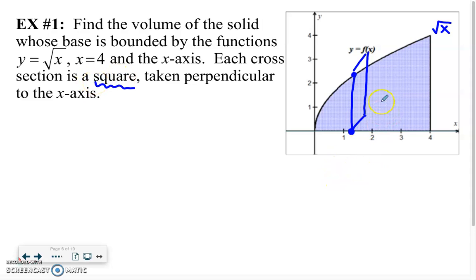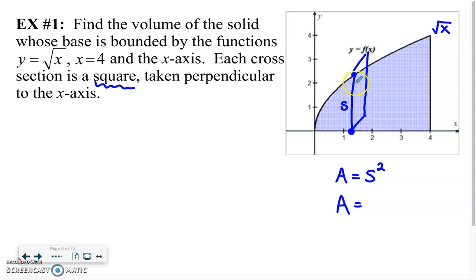So the first thing I need to find is the area of the square. And the area of a square is just take the side and square it. So we'll call this s, the side length we're trying to measure.